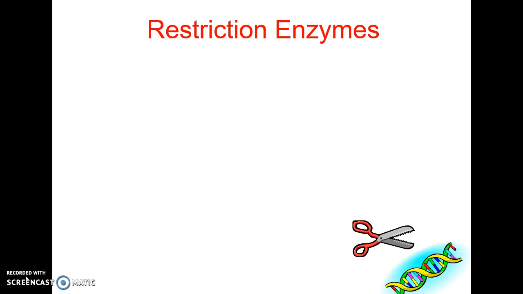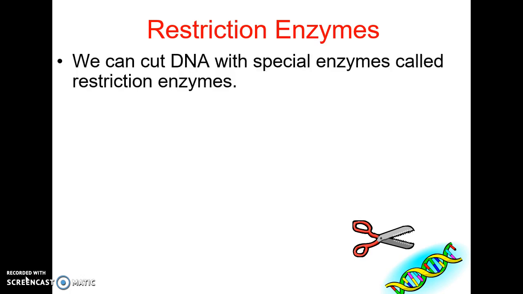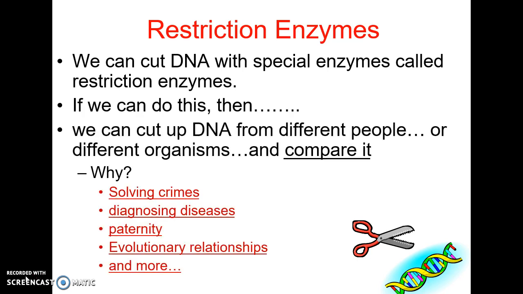So restriction enzymes, what are restriction enzymes? We can cut DNA with special enzymes called restriction enzymes. So the first bullet on your note sheet should be special enzymes used to cut DNA. Feel free to pause and rewind this as many times as you need to fill out your note sheet. So this means we can cut up DNA from different people or different organisms and compare them.